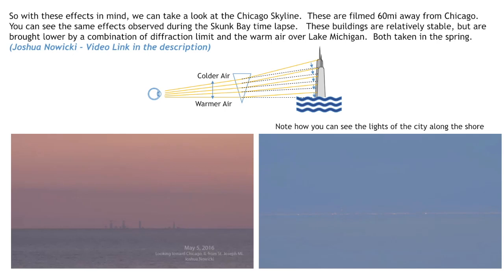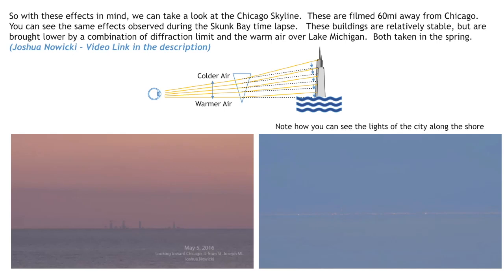Both of these images are taken in the spring, but you can kind of see somewhat of the wavy appearance of the buildings, just like we saw in the SkunkBay footage. But again, these buildings are lost by a combination of this upward refraction of this warm air layer over the water, bringing these buildings somewhat lower down, just like the oil rigs, and an angular resolution limit that is cutting off parts of the lower aspects of the buildings.